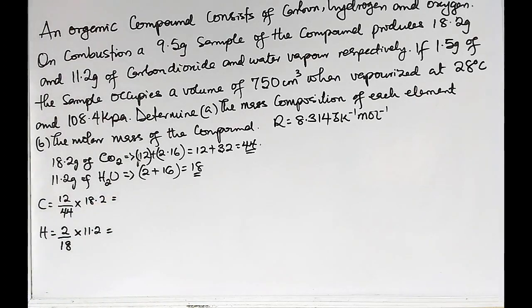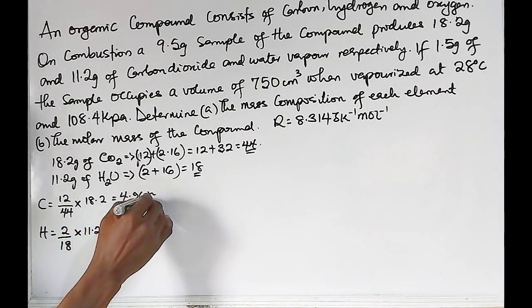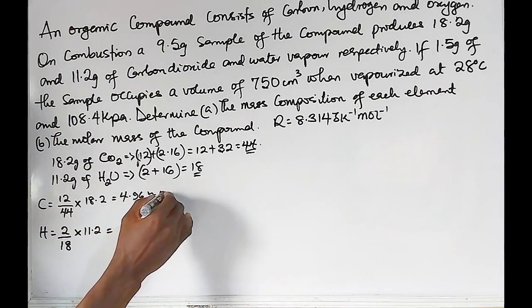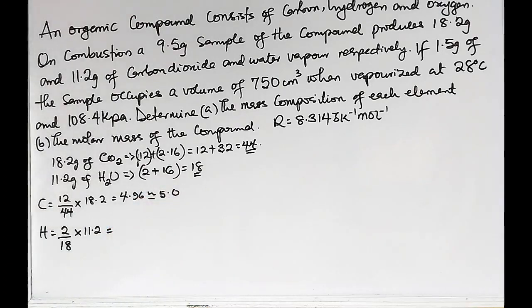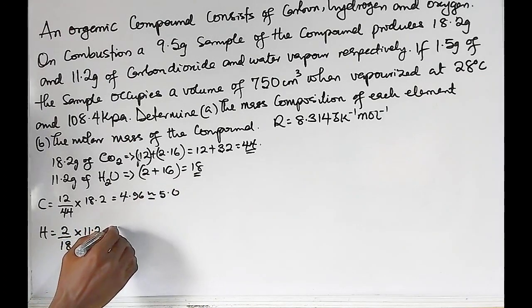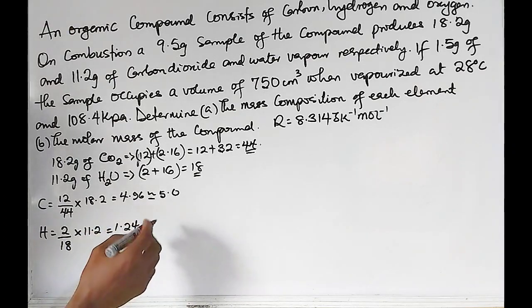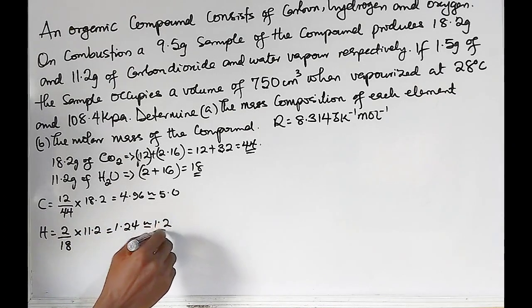So now if we punch our calculator, in this case for carbon here, we have 4.96, this is approximately 5.0. Then for hydrogen, now this should be about 1.24, then just approximately 1.2.